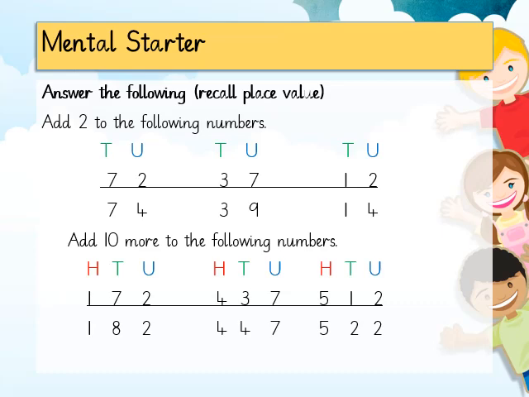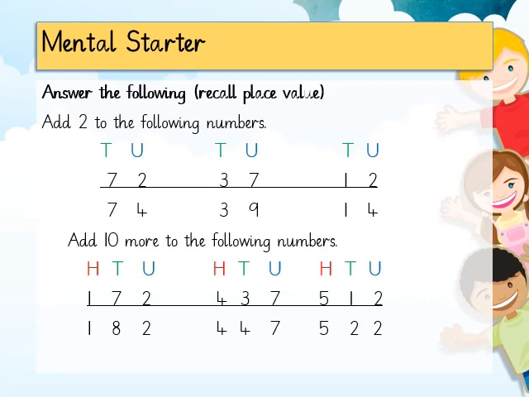Remember children that whenever you are adding one digit, one single number to the given number, the place value will change at units place. You will add 2 at units place in the given numbers of the first row. In this way, 72 will turn to be 74, 37 as 39 and 12 to be 14.